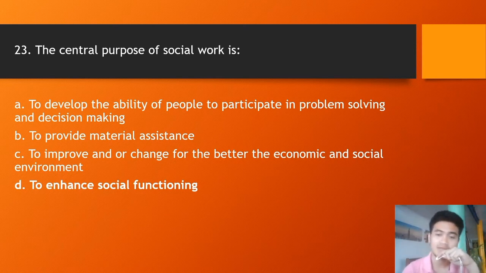Kasi kung A, B, and C, nakasentro lang dyan yung intervention in social work. So, hindi siya social work. Possible na auxiliary lang o para professionals. Okay, but this central focus is social functioning. It is a much broader concept and kuha na lahat or capture na lahat ng interventions ni social work.